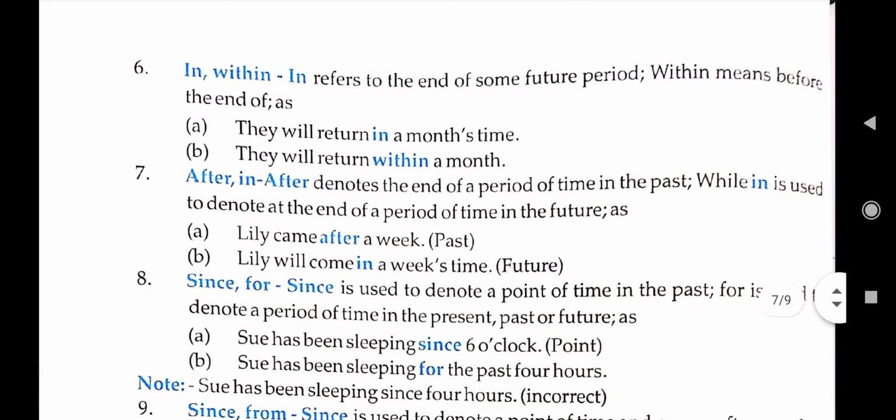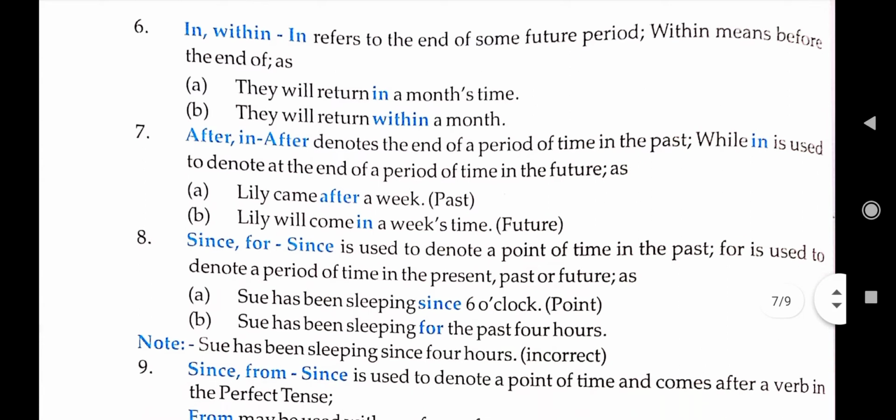Now next, in and within. In refers to the end of some future period. Within means before the end of this. So in means the end of some future period when we give you a specific, stipulated time. Within is used before the end of that given period of time. Read the example. They will return in a month's time. So when they are going to return in a month, it means at the end of this month they will come back. This sentence means they will return within a month. Within a month means before the end of this month they will surely come back.